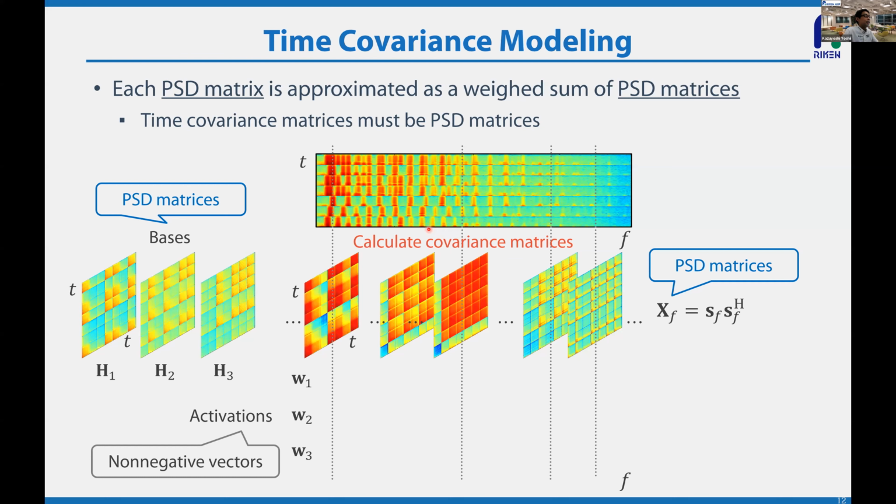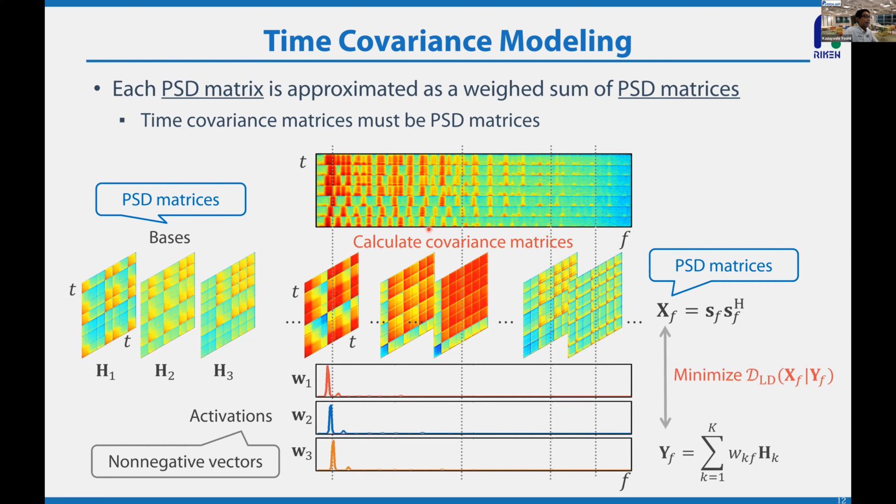And then you could find some basis matrices in the time domain. And this is the activation. But actually, this is the basis vectors used for NMF, right? So this is the frequency axis. So this is time by time. This is the time by time matrices.